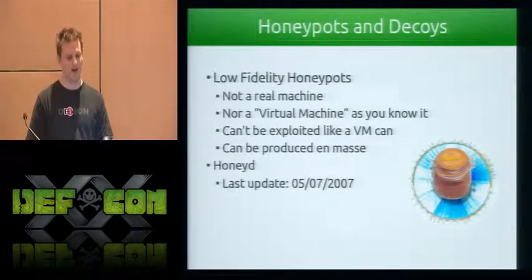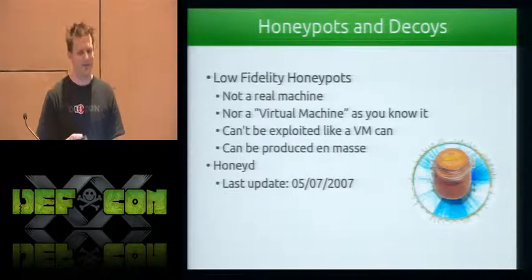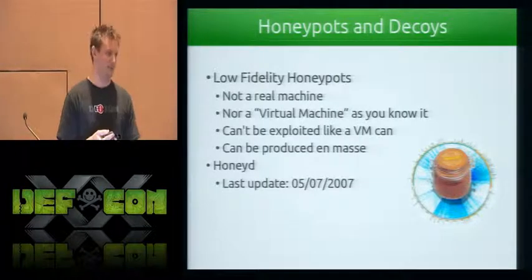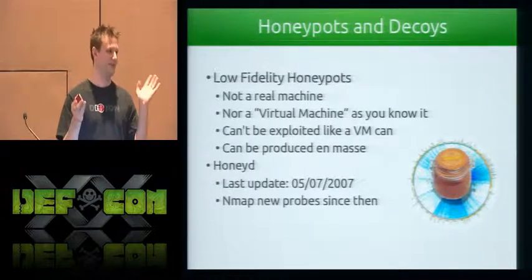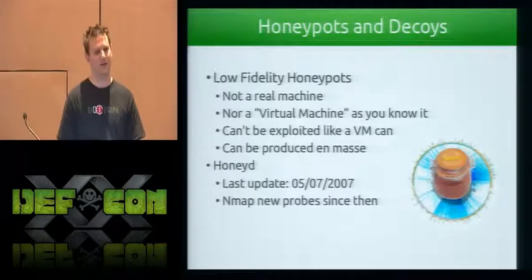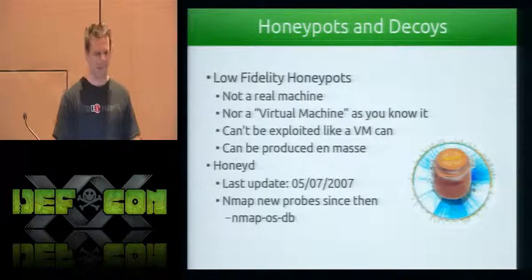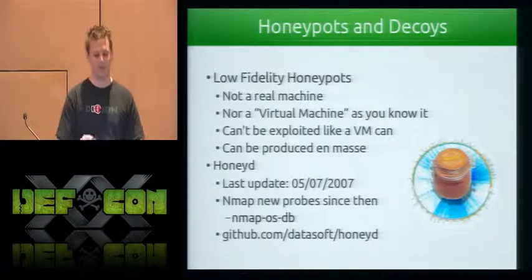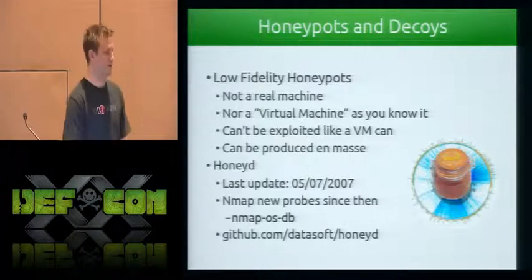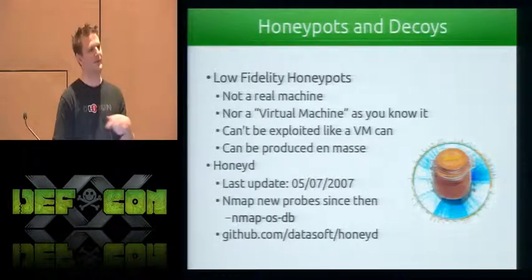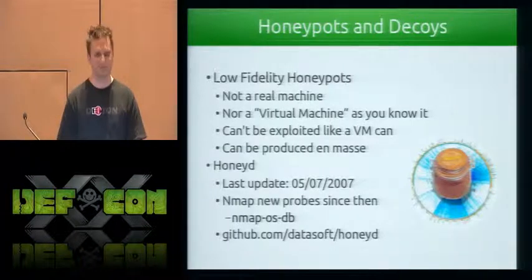So we use HoneyD. One of the problems with HoneyD, however, if you're familiar with it, is that it hasn't gotten an update since about 2007. That's rather a problem because since then, Nmap has put in new operating system probes, and so it completely fails at giving the right operating system. So one of the things we had to do was update that. If you go to our repository at github.com/datasoft/honeyd, you'll find an updated version of HoneyD that actually responds properly to the new Nmap operating system probes. So it'll work with the new versions of Nmap.